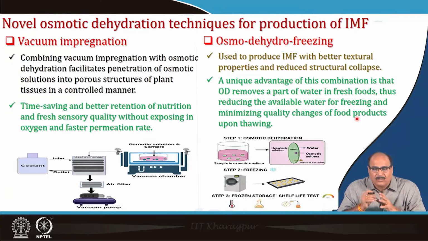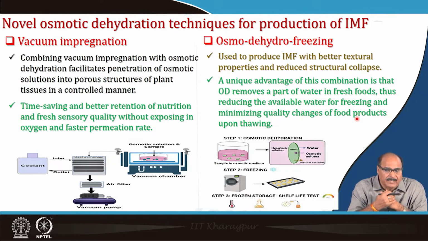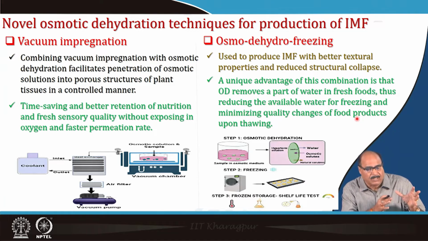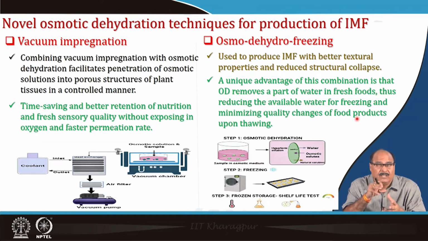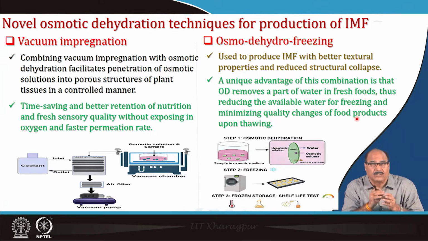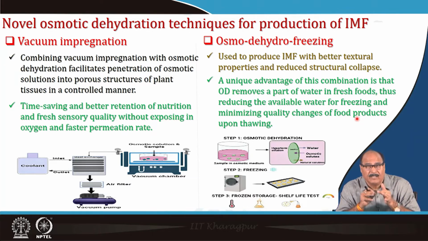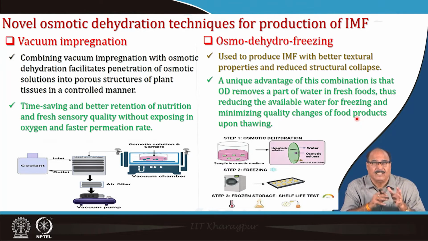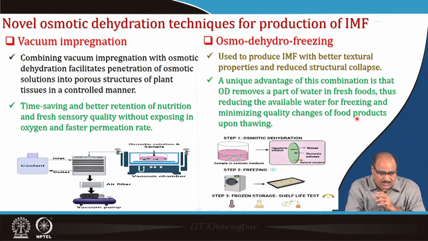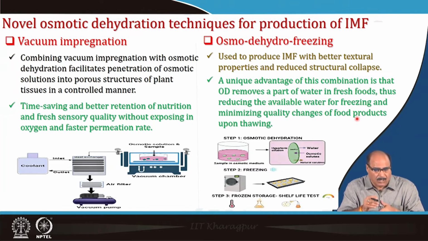Some of the novel dehydration techniques for production of intermediate moisture food include vacuum impregnation, that is, combining vacuum impregnation with osmotic dehydration, which facilitates penetration of the osmotic solution into the porous structure of plant tissues in a controlled manner. It saves time and gives better retention of nutrition and fresh sensory qualities, without exposure to oxygen, and a faster penetration rate. The experimental setup for vacuum impregnation is shown here in the figure.